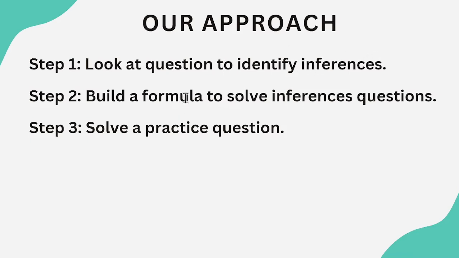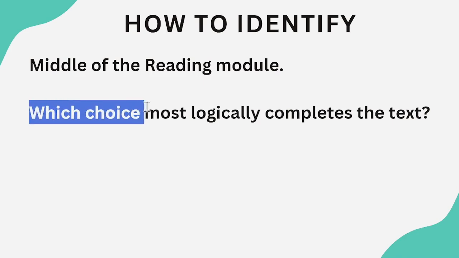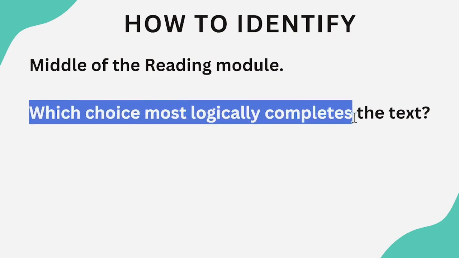The second question, we're going to build a formula just like you do in math about area of a triangle, as I always say, to solve inference questions. Then we're going to solve a practice question using the formula. So first, let's go how to identify. These are in the middle of the reading module, and they're always going to have a passage and then this sentence, which choice most logically completes the text.